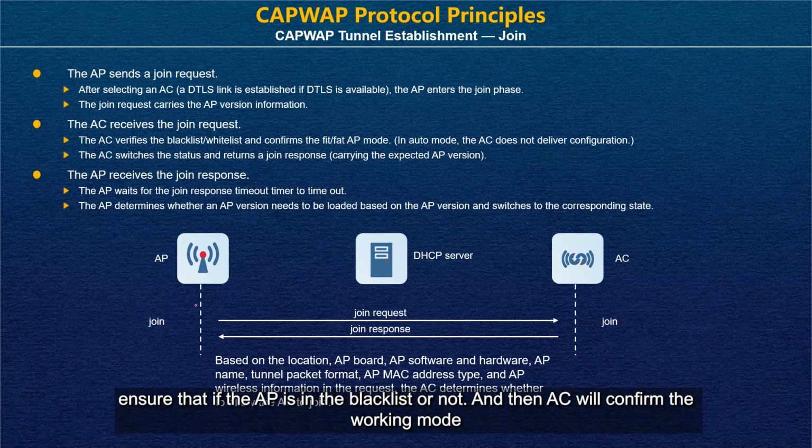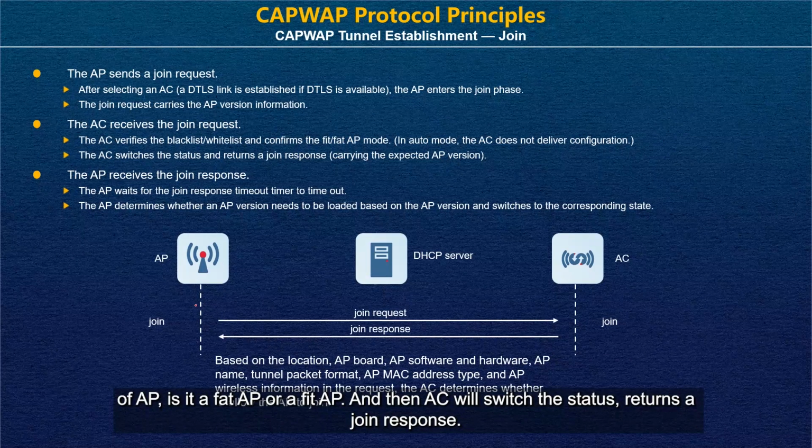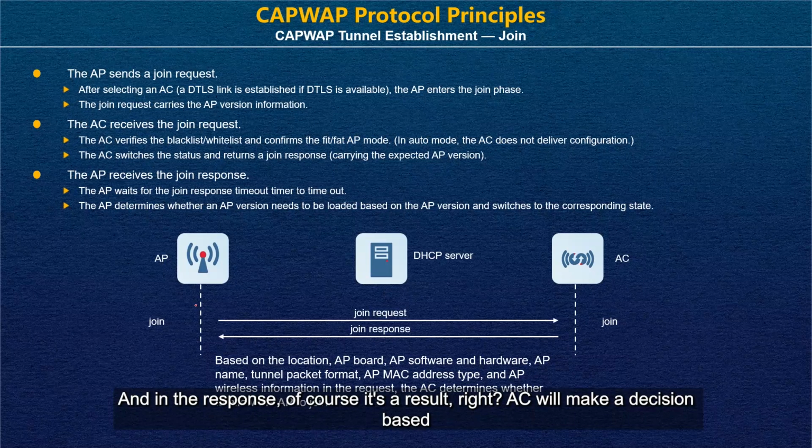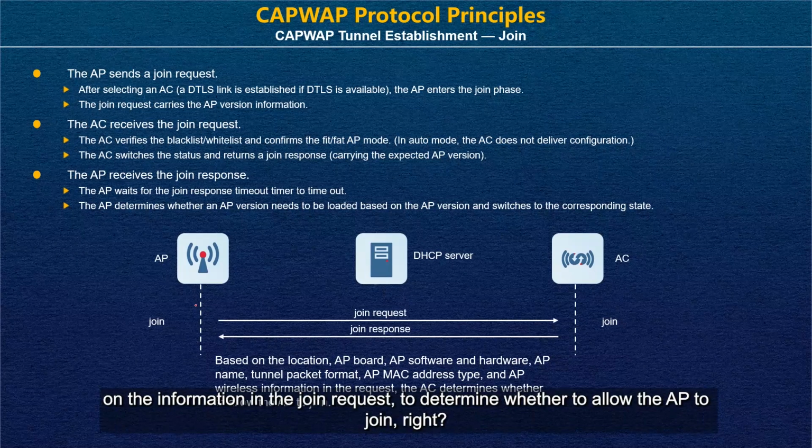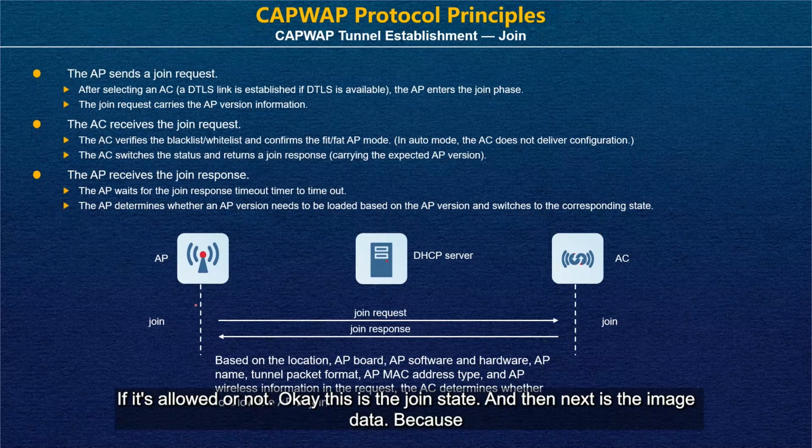And then the AC will confirm the working mode of the AP. Is it a fat AP or a fit AP, right? And then the AC will switch the status and return a join response. And in the response, of course, there's a result, right? The AC will make a decision based on the information in the join request to determine whether to allow the AP to join or not. Okay, this is the join state.